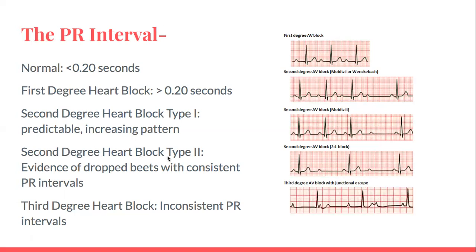A second-degree heart block type 2 is when you kind of have that increasing pattern as well, but you're having a missed beat or a dropped beat. So you're going to have a portion of the strip where the PR intervals are consistent, but you're missing a QRS complex and you have that extra P wave in there. And then a third-degree heart block is when the PR interval is just inconsistent across the board.